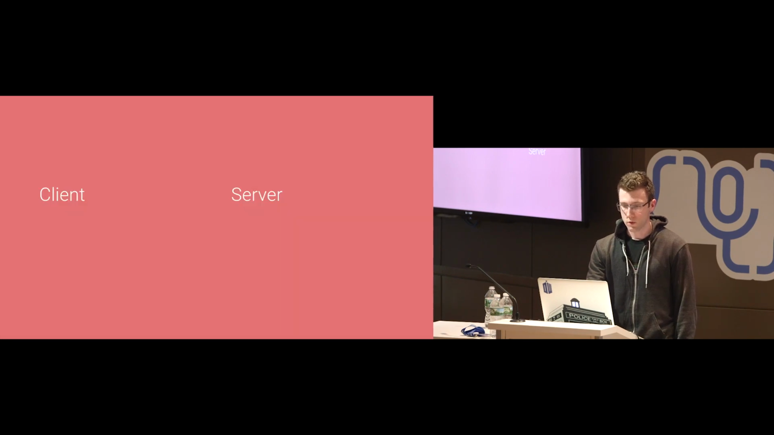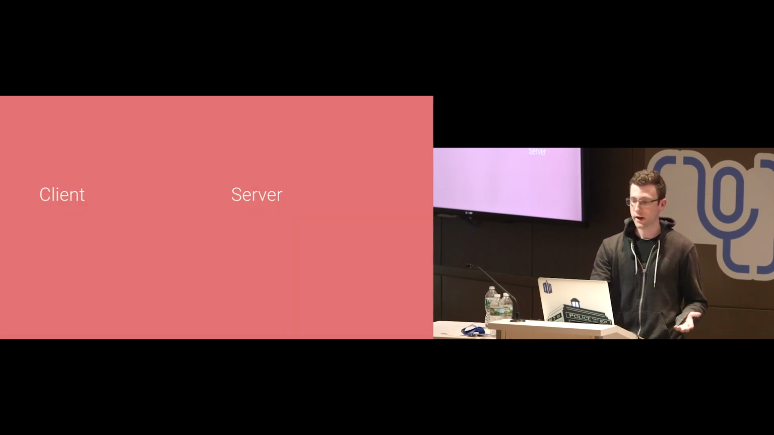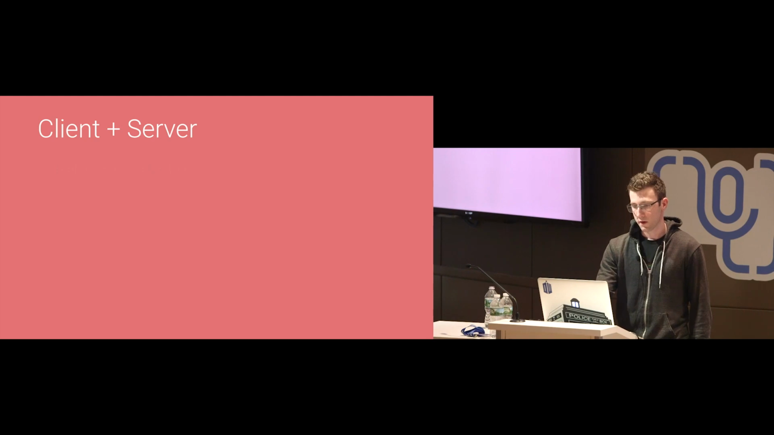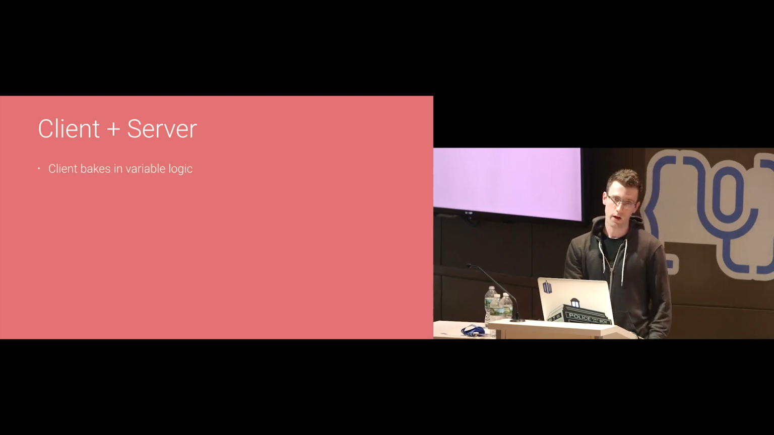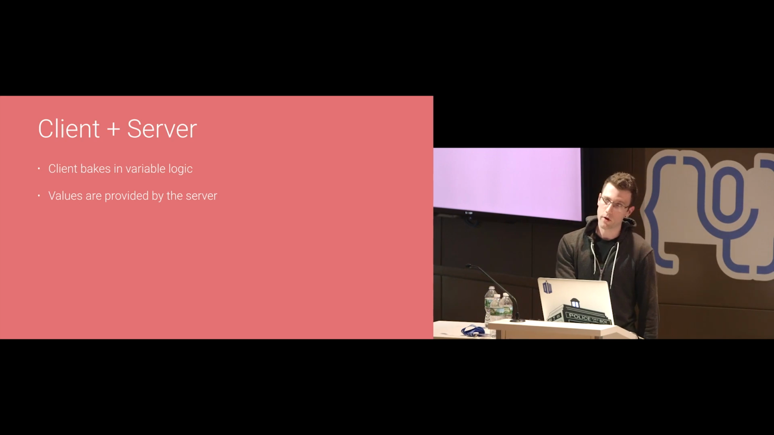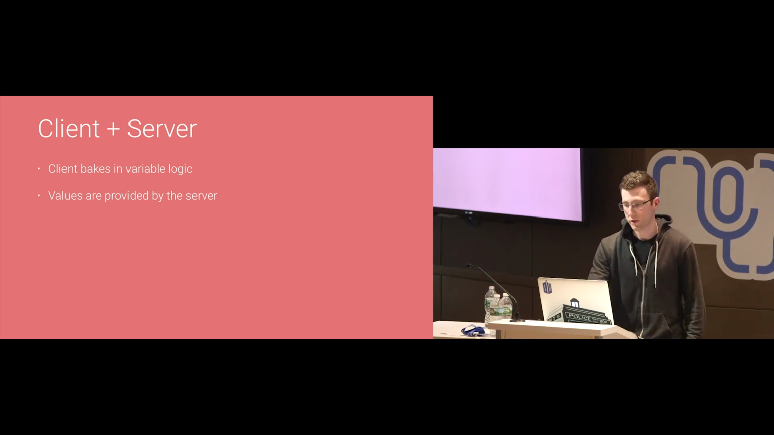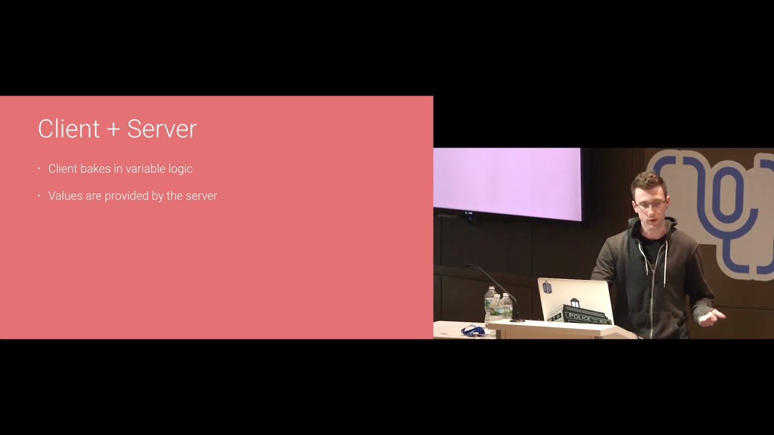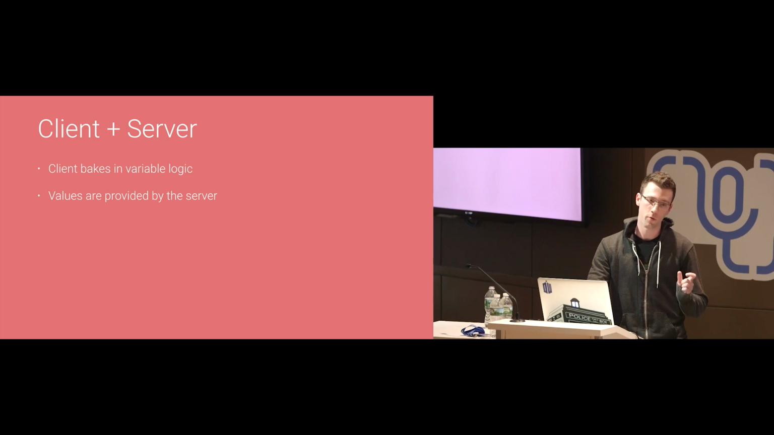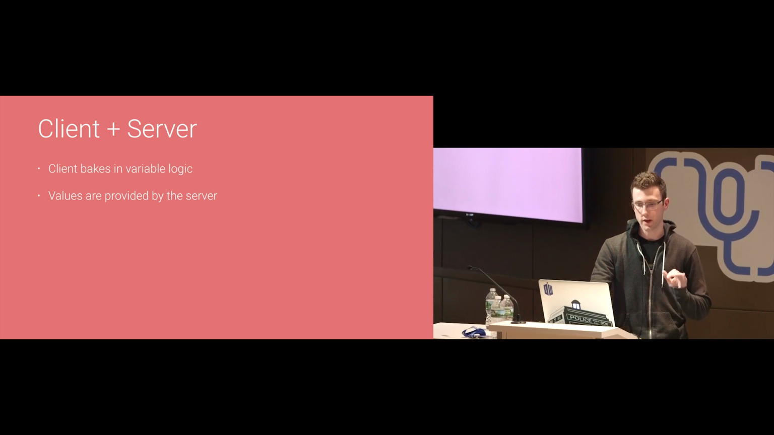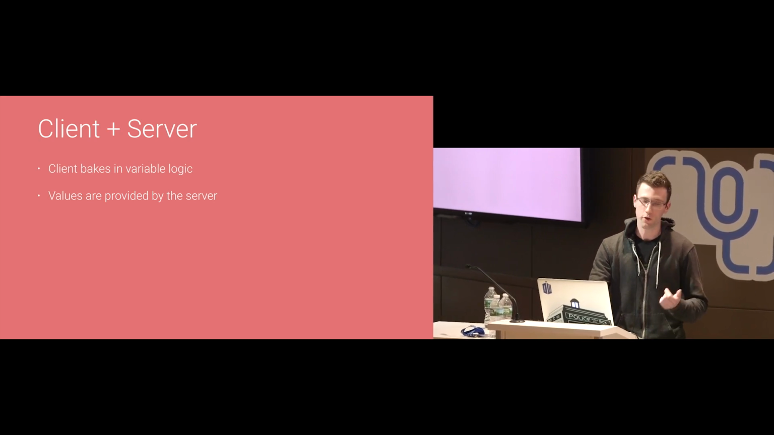All right, so what happens if we split this logic between the client and the server? What I mean by this is that the client will bake in a variable logic, and the values for this are provided by the server. So for our username example, the client bakes in its logic where it knows that there's a minimum length and a maximum length, and it checks that the username fits within that range, but the exact values are provided by the server through a config.